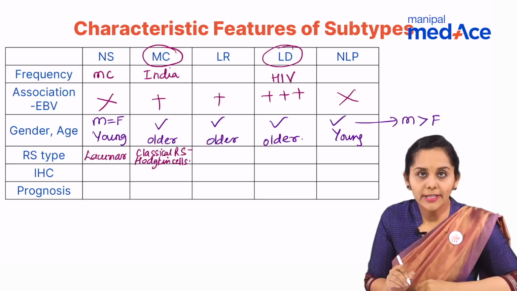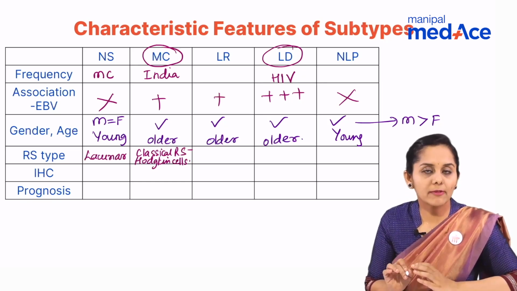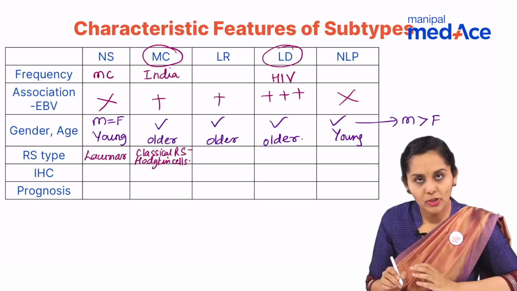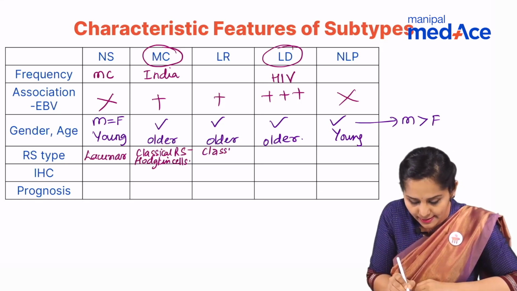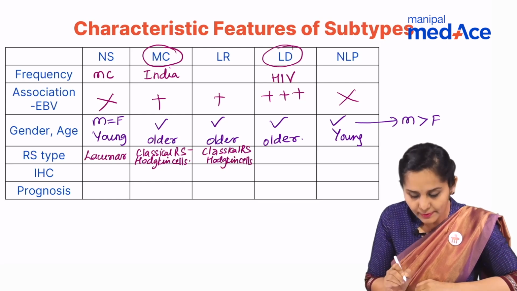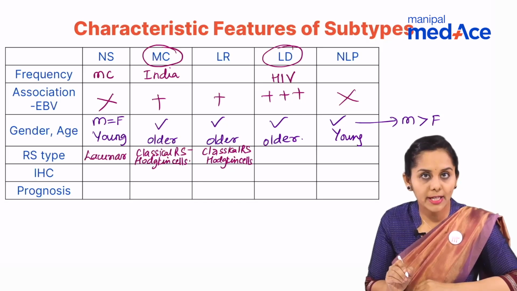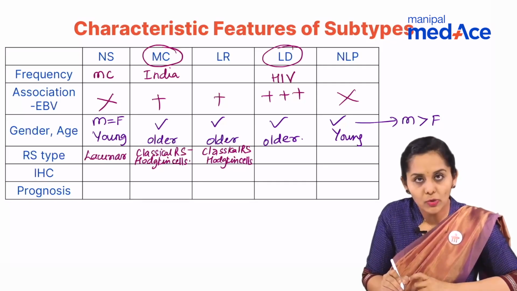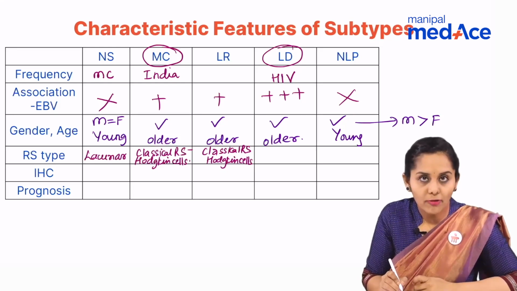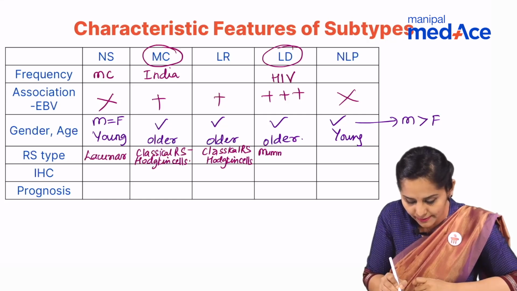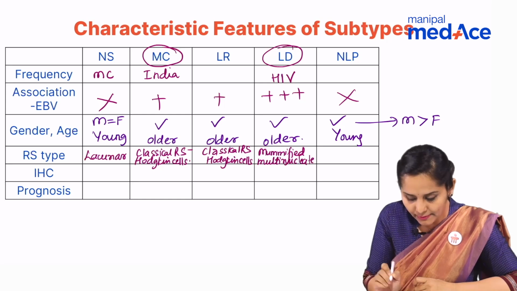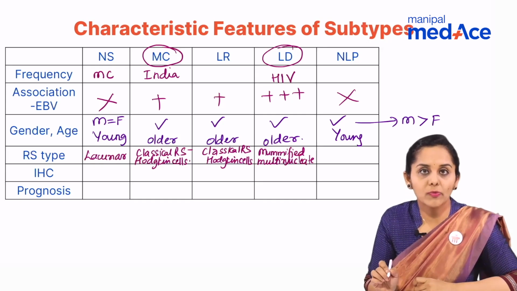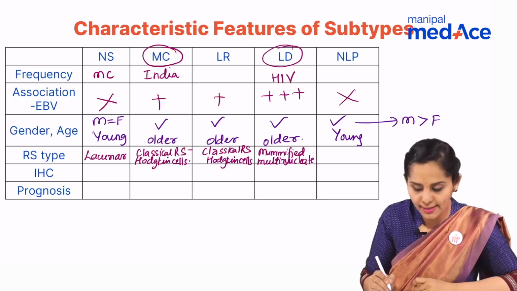Now, in case of lymphocyte rich, as the name implies, the inflammatory cells would be predominantly lymphocytes, and in between you will again see the classical RS as well as Hodgkin cell. Whereas in case of lymphocyte depleted type, most important, you need to remember this. Here you will see multinucleate forms of RS cells as well as the mummified forms. Okay, remember this, mummified and multinucleate forms. Whereas in case of nodular lymphocyte predominant, you will see popcorn cells or LH cells.